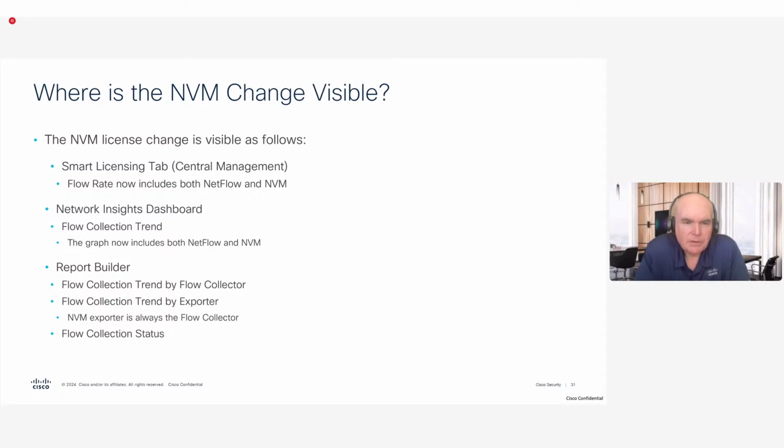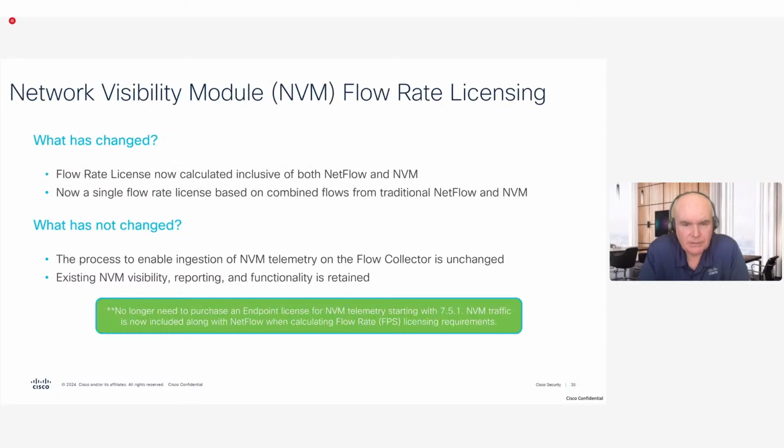You will also see in the flow collection trend, as I'll show you in the next slide, the graph will now include NetFlow and NVM. Again, you'll possibly see a spike in that because of the way it's now recorded and it's not being recorded as a separate endpoint. In the report builder, also that will be affected. You'll see the changes in the trend report, the exporter report, and the flow collection stats report. So if you run those reports, looking at that, you'll see obviously it jumps or increases in those particular values.